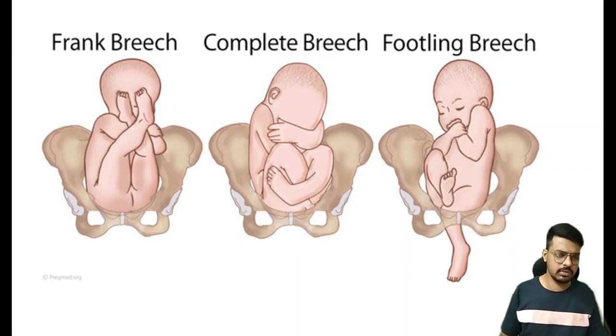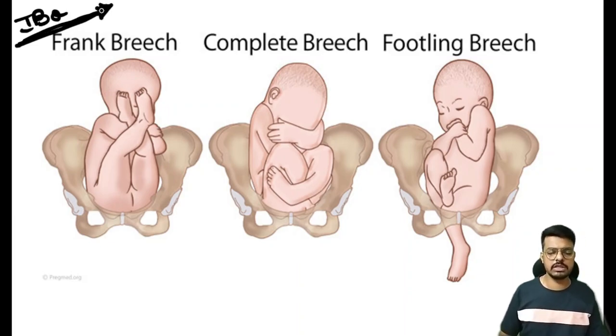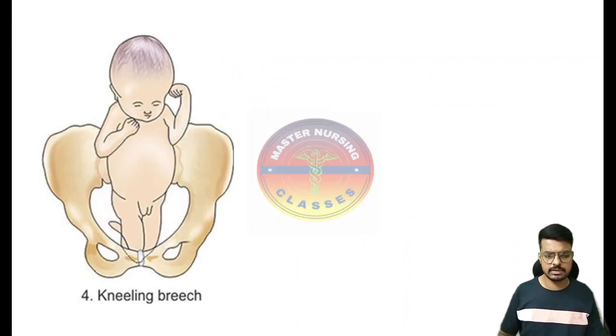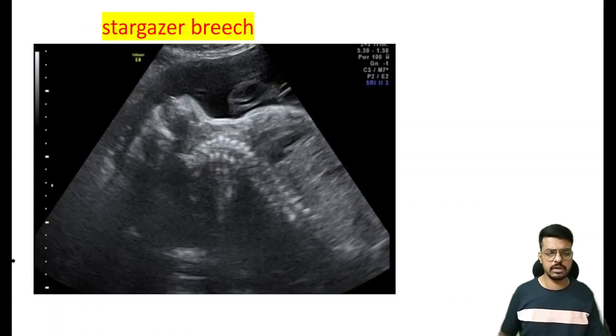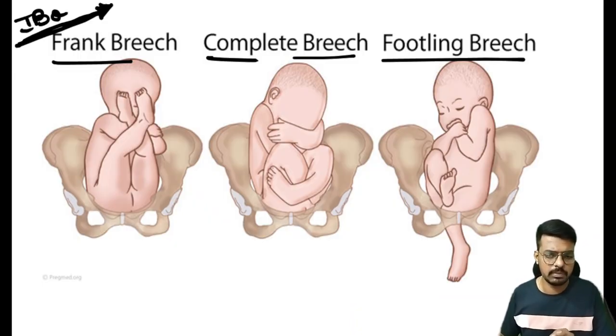How do we identify them? Sir, is there a chance of an image-based question or not? Yes, there is a 1000% chance of an image-based question, so that is the reason I have brought these images in front of you all. It is very, very important. First we will discuss the complete breech, then the frank breech, then the footling breech, then the kneeling breech, and after that the star gauge breech. All these five types of breech, with a specific golden point, I am giving here, are most important. So look at me first.